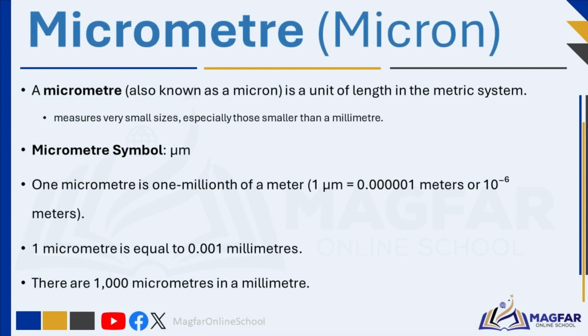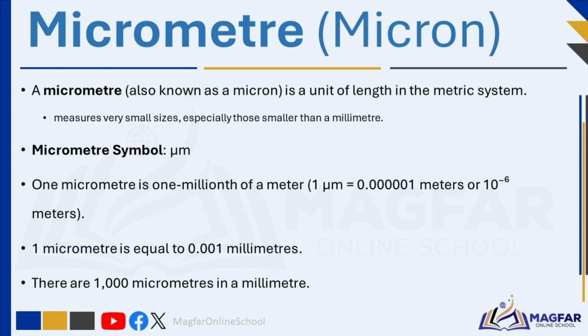A micrometer, also known as a micron, is a unit of length in the metric system. It is used to measure very small sizes, especially those smaller than a millimeter. Micrometers are used to measure things that are too small to be seen with the naked eye, like cells, bacteria, and tiny particles. 1 micrometer is 1/millionth of a meter. 1 micrometer is equal to 1/1000th of a millimeter. There are 1,000 micrometers in a millimeter.